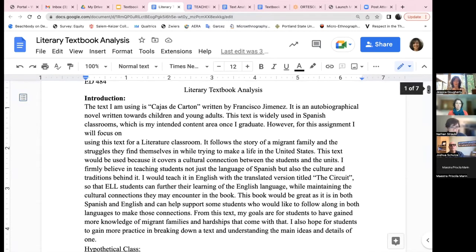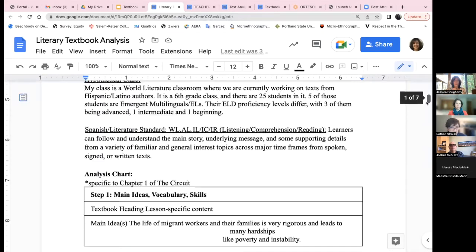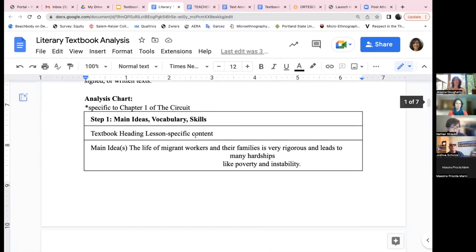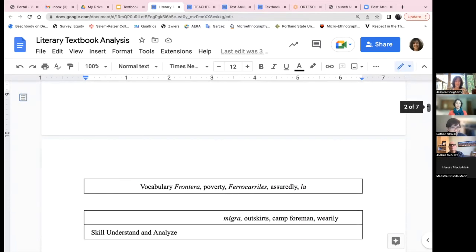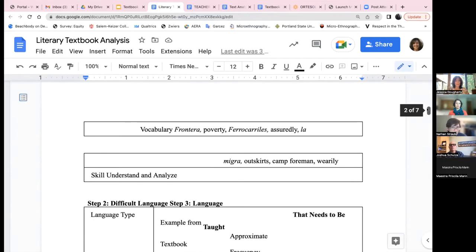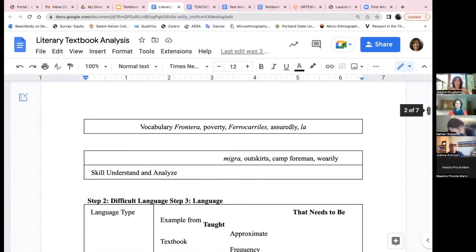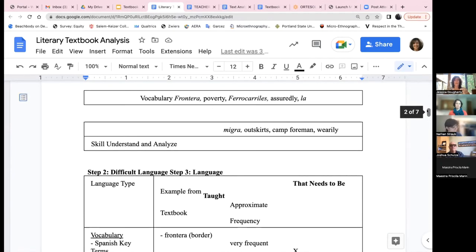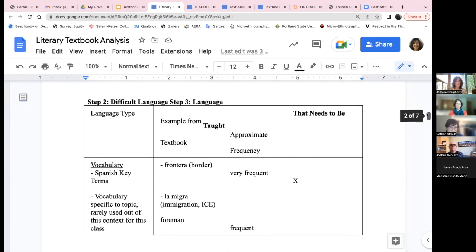So I will scroll down a bit just so you can get into the analysis part, where you see they looked at a specific chapter in a book. They took a look at main ideas, vocabulary, and skills. Again, this is based off of the older version. Moving into looking at vocabulary, they're looking at understanding and analyzing. They take apart some of the difficult language and the type of language that it is.